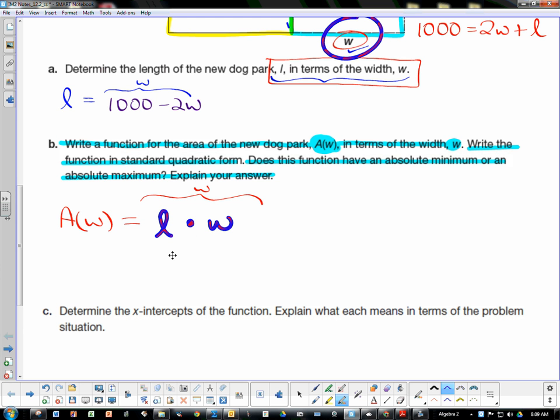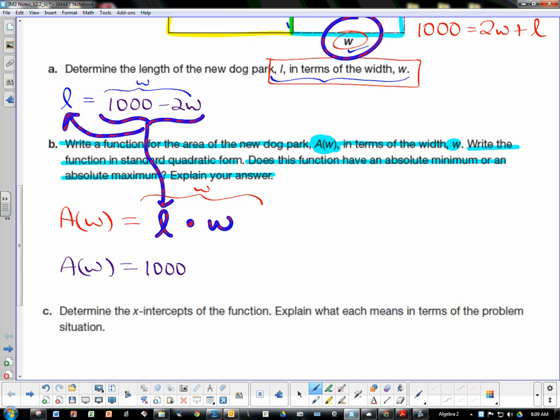What do you think? Preston? Since you know what L is equal to up there, you just substitute that in. Yes, folks, this is already equal to L, so 1,000 minus 2W can take the spot of that L. Do you see it now? All right, here's what we've got. A of W is equal to 1,000 minus 2W multiplied by W.